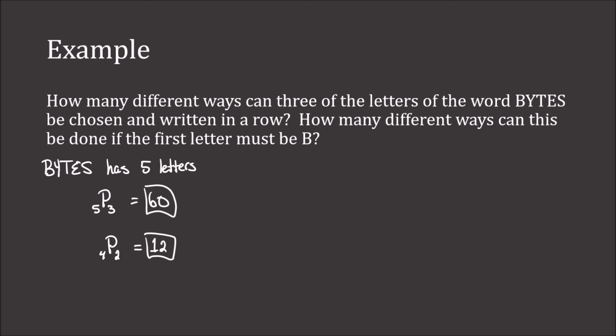So there are 60 different ways 3 of the letters of the word bites can be chosen and written in a row. And there are 12 different ways this can be done if the first letter must be B.